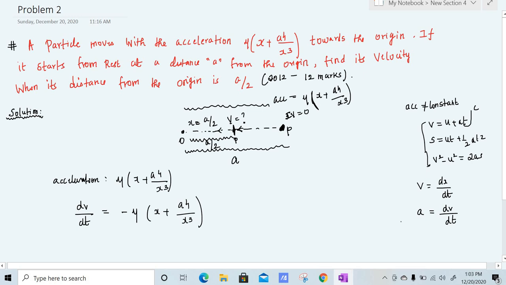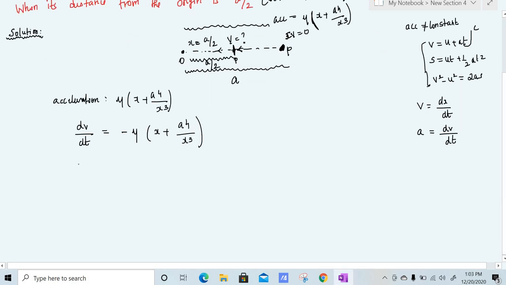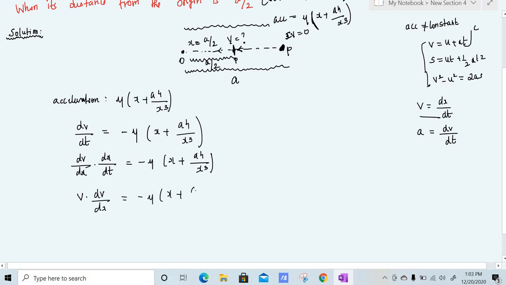Now I can write acceleration using the chain rule. I can write this as dv/dx into dx/dt, which is equal to −μ(x + a⁴/x³). Now dx/dt is nothing but velocity v. So it is v dv/dx = −μ(x + a⁴/x³).